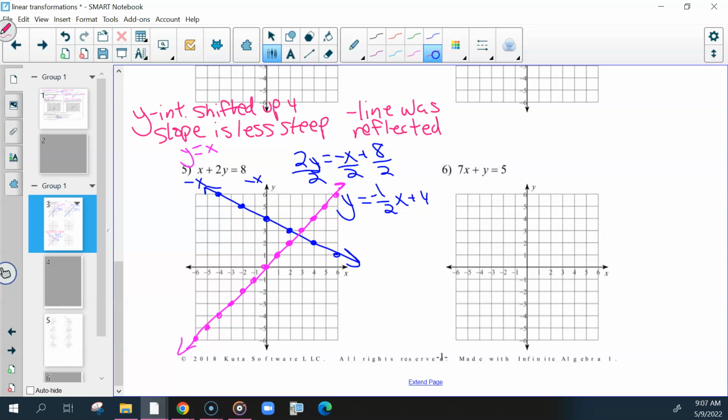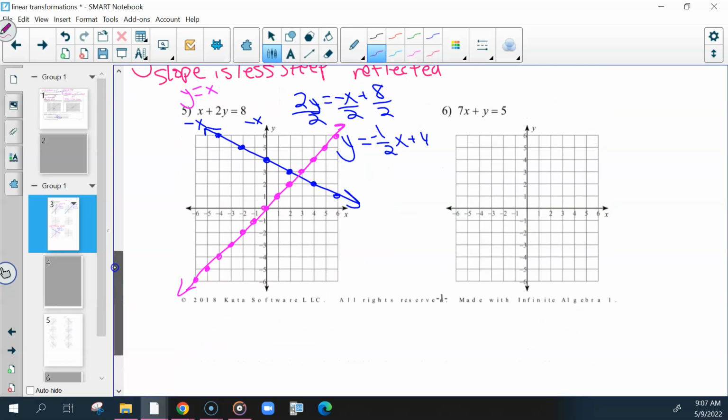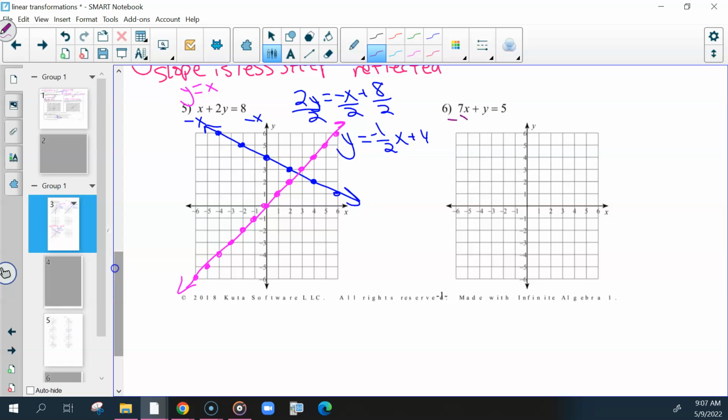Do we want to see one more of these, or do we feel okay with these? If you're okay, then great. We are going to do one more. We'll do 6. So solve this one. So our equation would be y equals negative 7x plus 5. Graph that and your original.